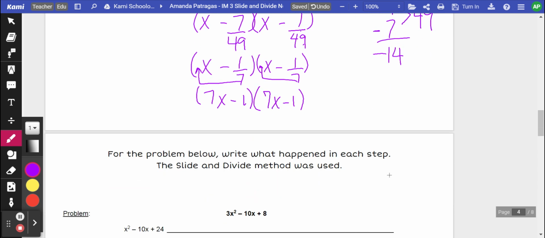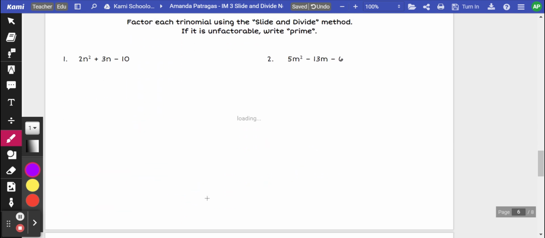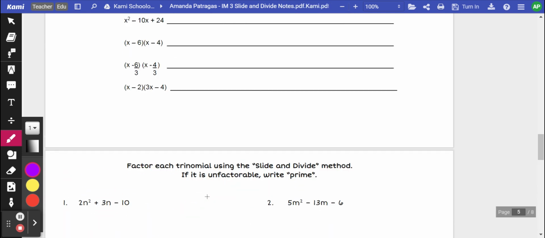Okay, there's a couple extra practices. This one, you're going to write what steps we did. Okay, we slid A to C. We factored. We divided by the number we slid, and then we simplified. Okay, and then there's some practice problems down here.